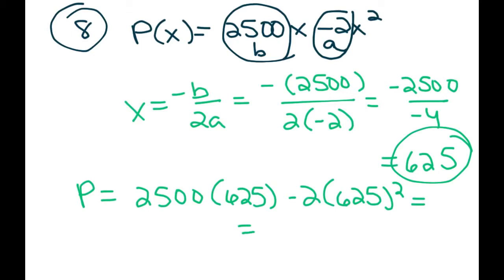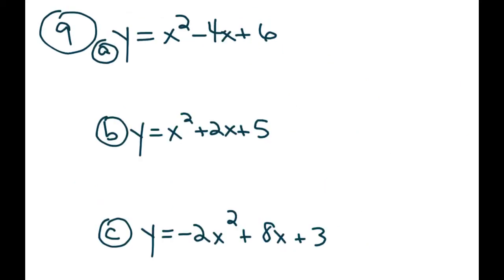And it's going to be $781,250. In problem 9, I want to find the x-coordinate of the vertex of each equation. That means I'm looking for the axis of symmetry each time. If you want to use your graphing calculator to find the maximum or minimum, just remember that it's the x value of the maximum or minimum that you are finding.